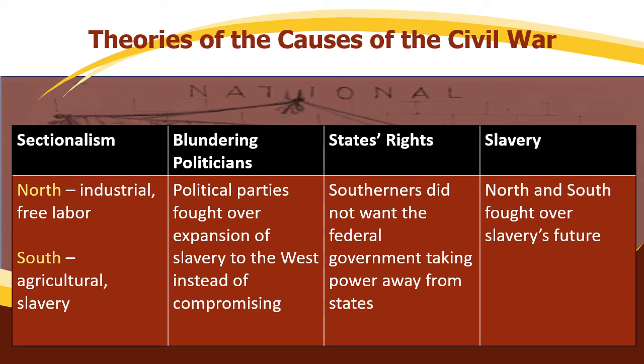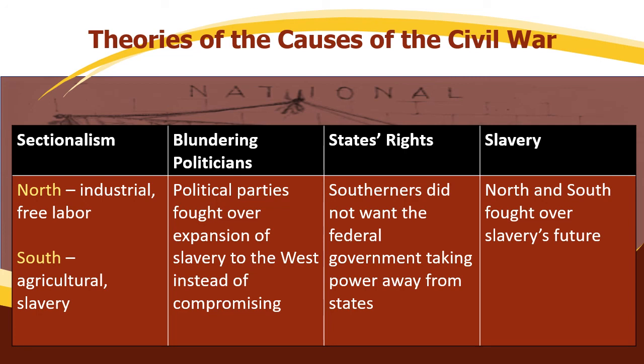One of the theories that has been in existence since the end of the war itself is the states' rights theory, which says that Southerners started this war because they didn't want the federal government taking away power from the states. I would say the problem with this theory is that it's too vague. States' rights had been an idea around long before this, and it didn't cause a civil war. And besides, states' rights to do what?